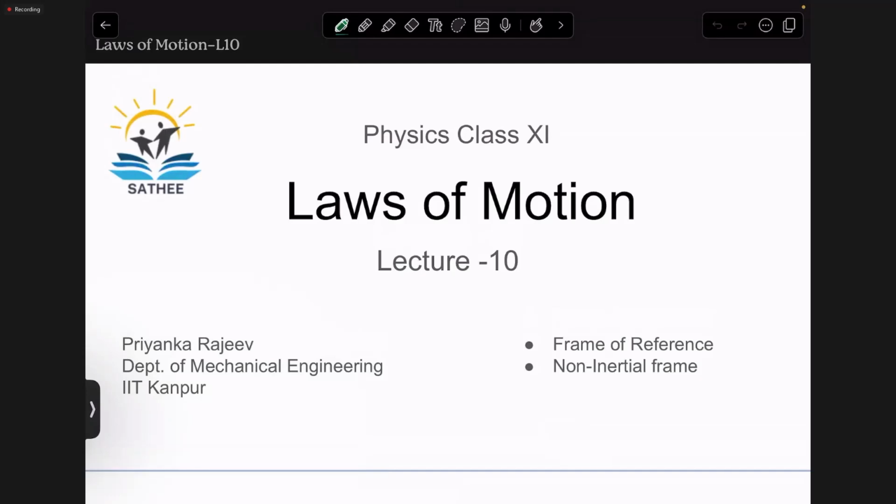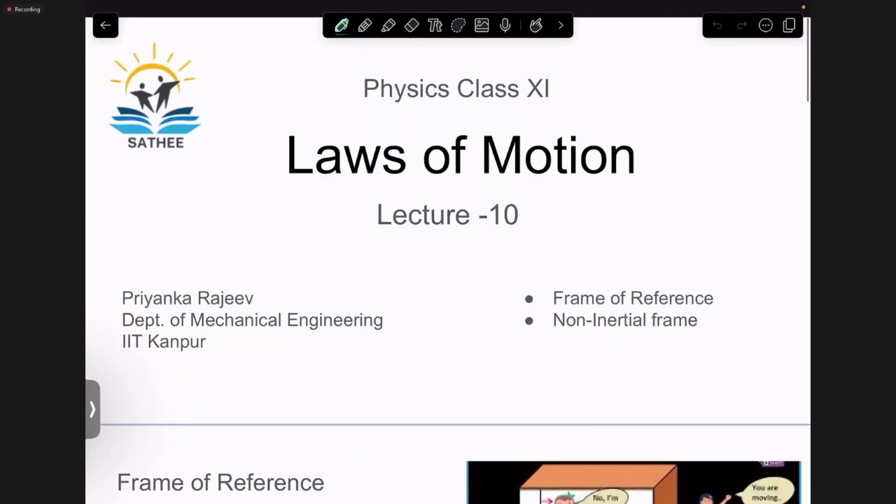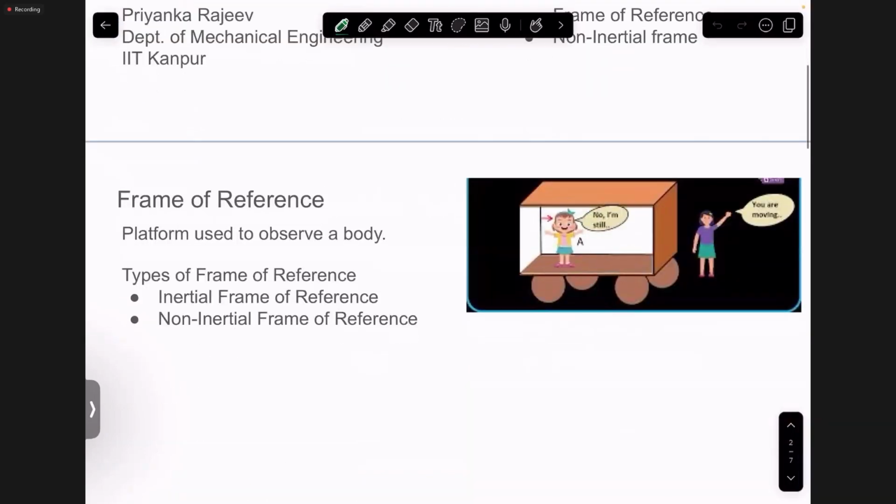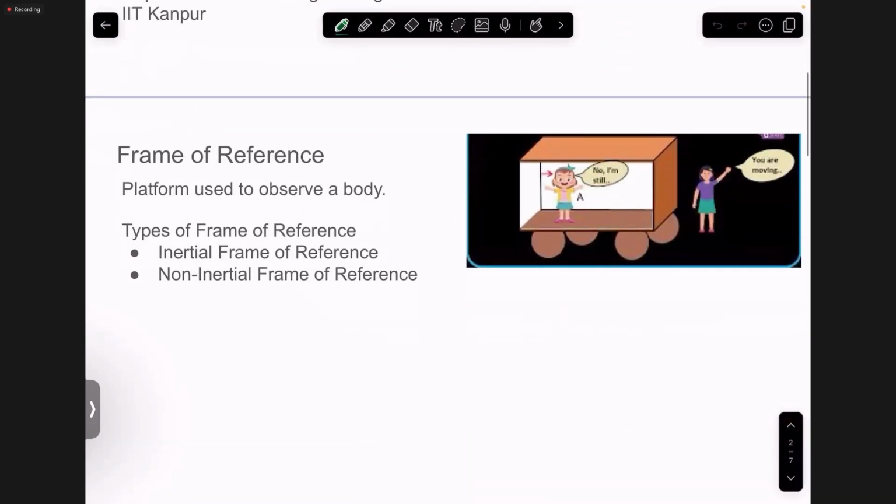So this is lecture 10 of laws of motion, physics class 11. Today we will be talking about the topic of frame of reference. When we are talking about frame of reference, it is the platform used to observe a body. So we are calculating the acceleration, velocity, displacement, etc.